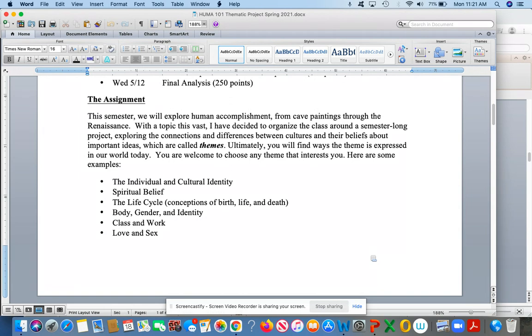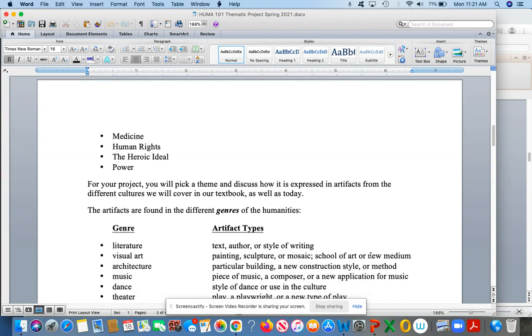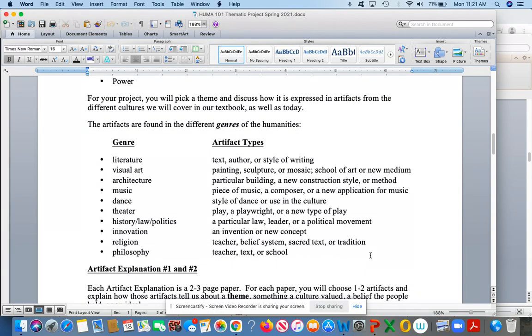the body, gender and identity, class and work, love and sex. So these are big ideas that are expressed throughout cultures in different ways. Human rights, the idea of medicine actually, or health, the heroic ideal, power. So these are some ideas that I'm giving to you, but you're welcome to come up with anything on your own too.